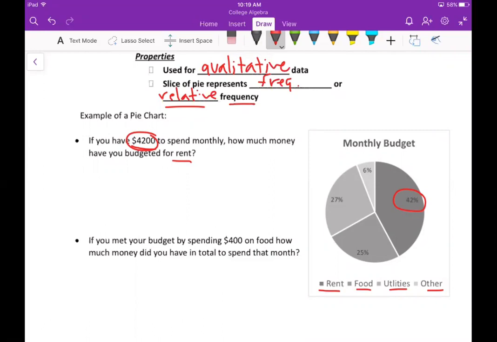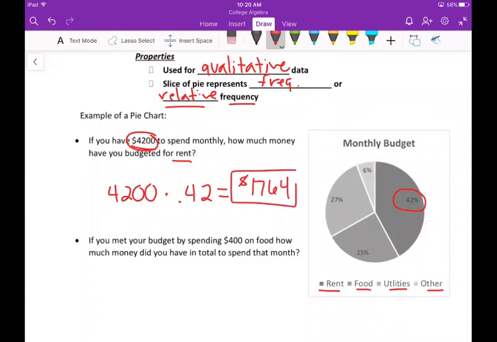And to find a percentage of a number, you just take the number times the percent in decimal form to get how much is in that category. So if you calculate that, there is $1,764 in that category. All right, so percentage of a number just means you multiply.